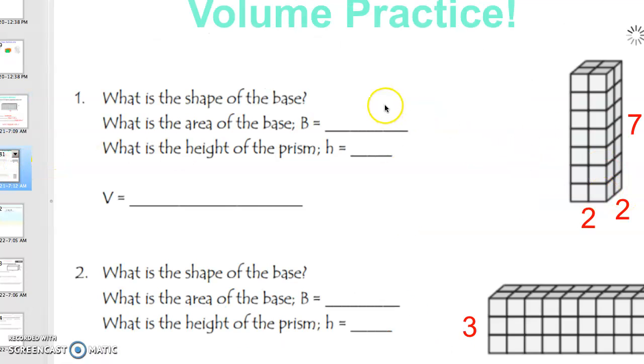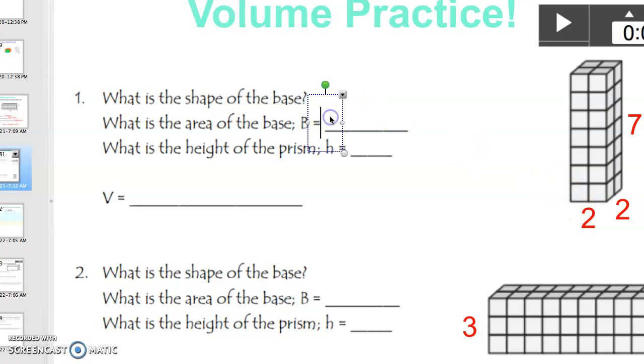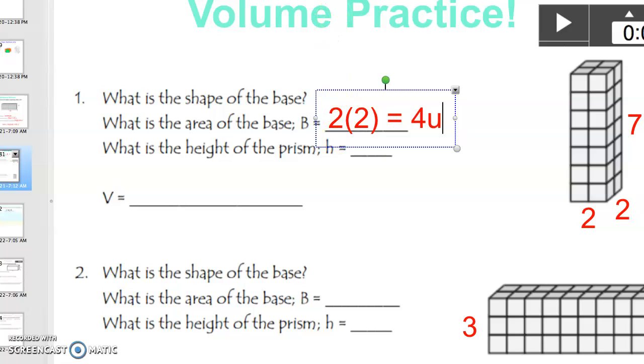So again, the shape of this base is a square. And how I find the area of the base, it's 2 times 2, right? Base times height. A square is base times height. So 2 times 2. So the area of that base is 4 units squared.